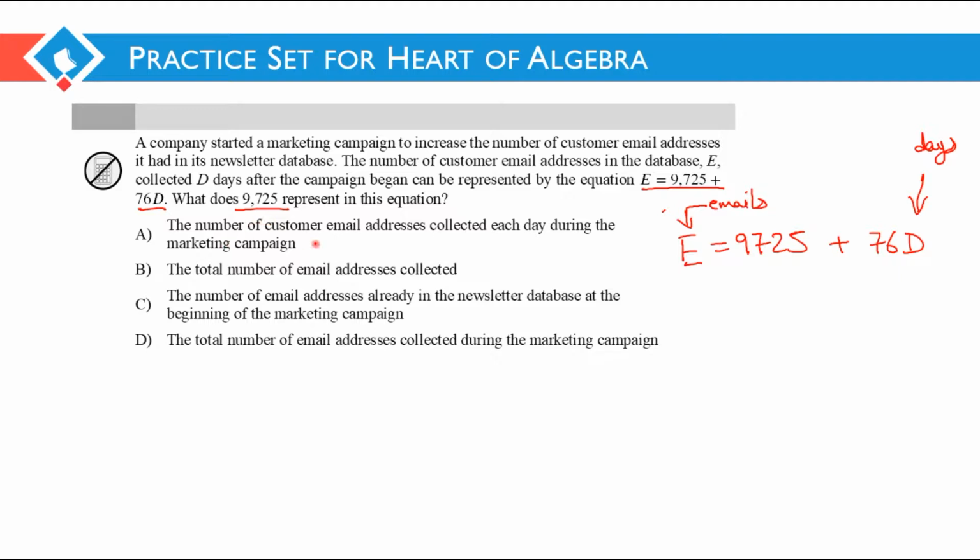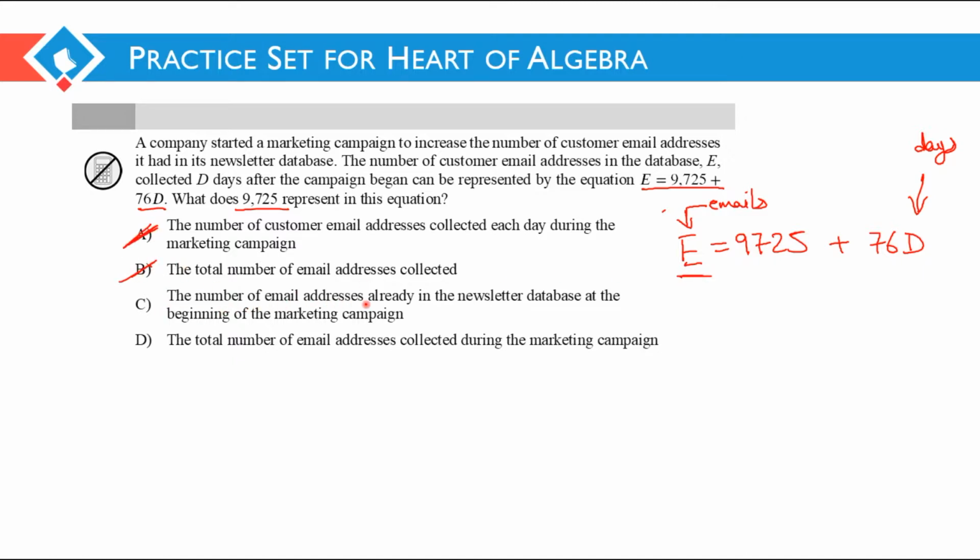So is it the number of customer email addresses collected each day during the marketing campaign? No, because it tells us that it's 76D over here, and it's D days. So D represents days. So 76D is going to represent the number of email addresses collected on any given day. 76D means every day they collected 76 email addresses. The total number of email addresses collected, well, that's going to be E. So this is not our answer here, neither is A.